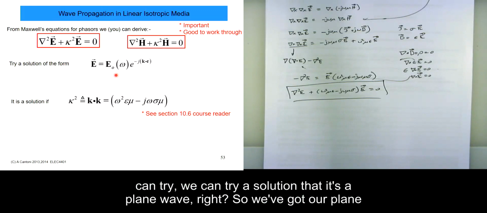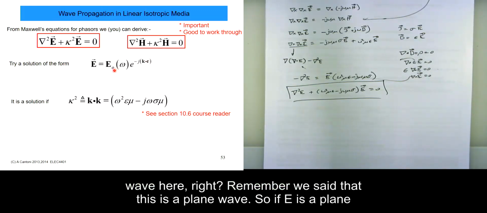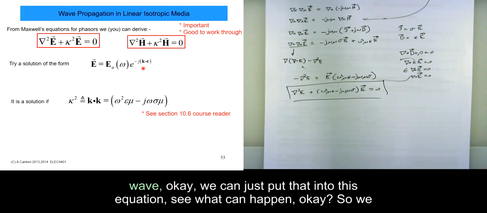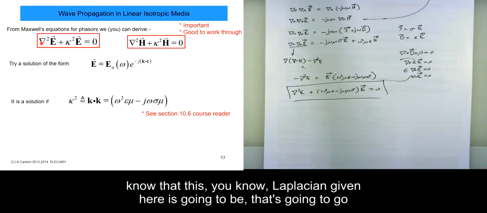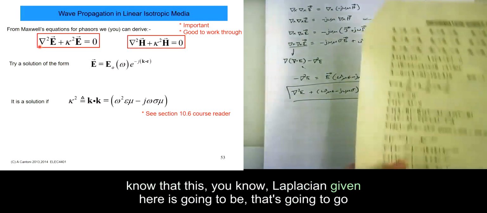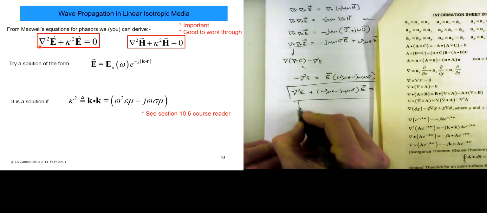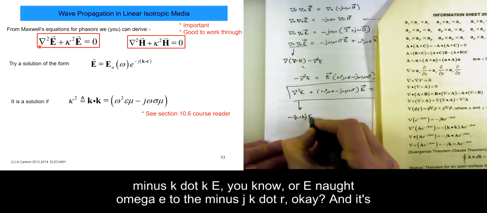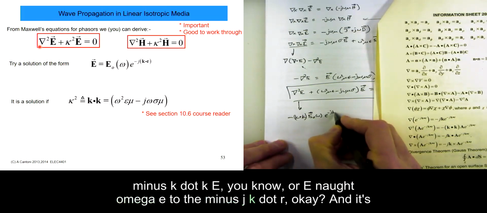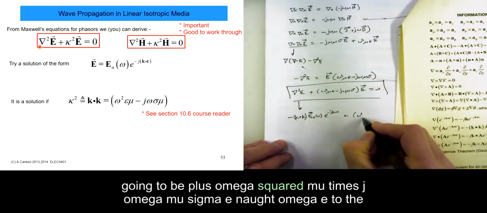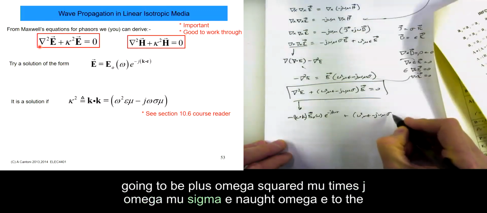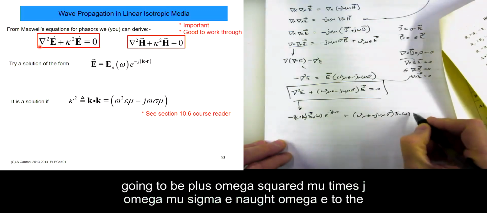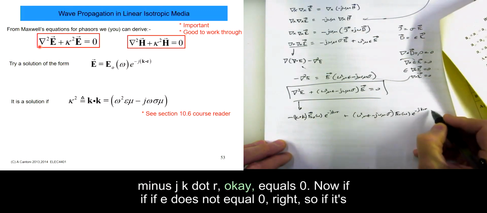Now we can try a solution that is a plane wave, right? So we've got our plane wave here. Remember we said that this is a plane wave, and so if E is a plane wave, we can put that into this equation and see what's going to happen. This Laplacian is going to go to minus k dot k E naught of omega e to the minus j k dot r, plus omega squared mu epsilon minus j omega mu sigma, times E naught of omega e to the minus j k dot r, equals 0.